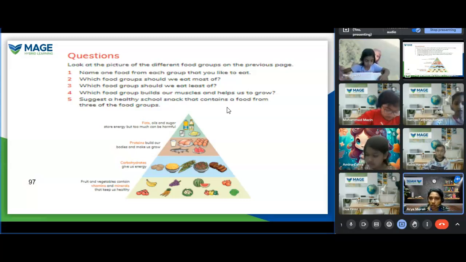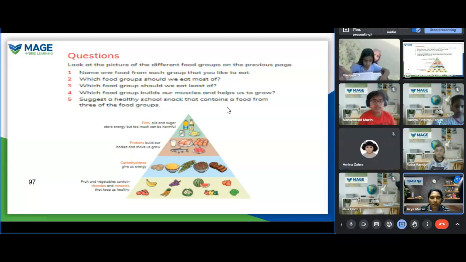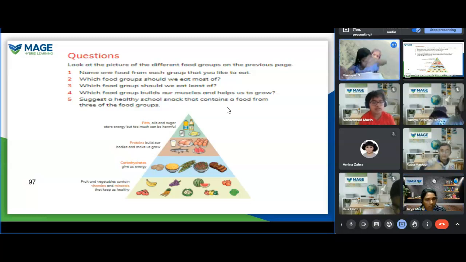Fifth question. Yes, you can suggest it on your own. A healthy snack for school snack, and it should include all the three groups, at least from each. There are four groups. You have to choose at least three items.